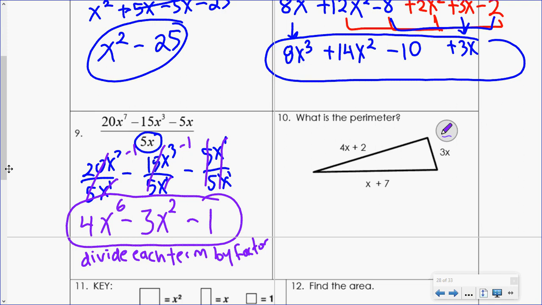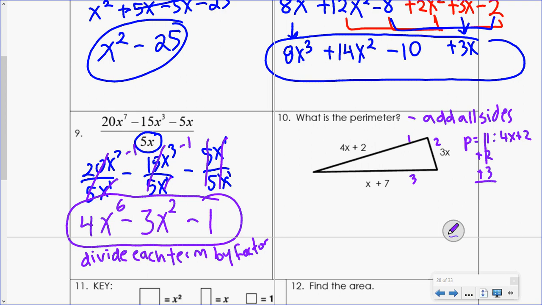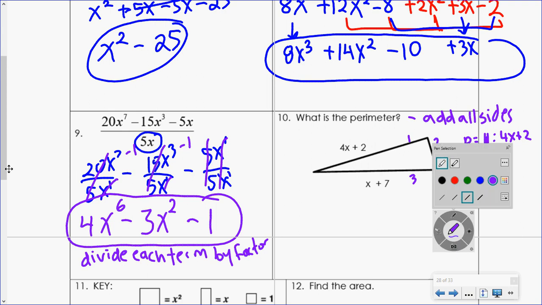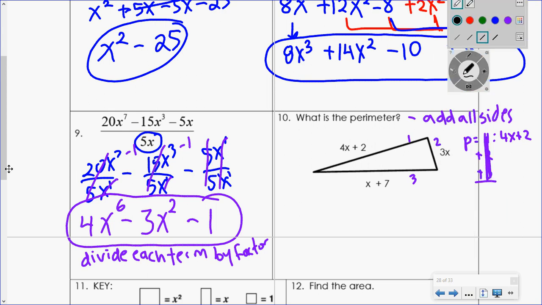For the perimeter, we're adding all sides. You add all sides. So here I have 1, 2, 3. So my perimeter equals side 1 plus side 2 plus side 3. Okay? So let's see what side 1 is. It's 4x plus 2. So we're going to ignore this. Side number 2 is 3x.